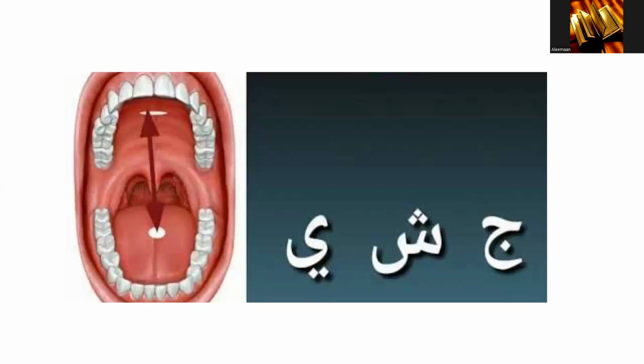Okay. What about these letters? Which portion of the tongue are they coming from? It is wasatul lisan, the mid of the tongue. Exactly. And it's called huruf shajariya: jim, sheen, and ya. Are they light letters or heavy? Light. Okay, this question I told you, but let's see.